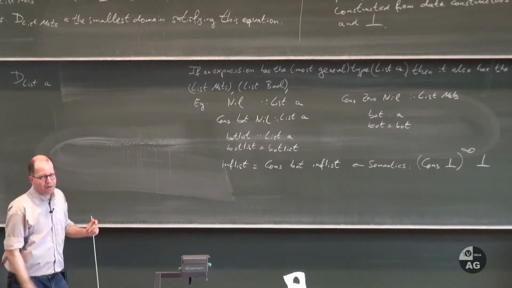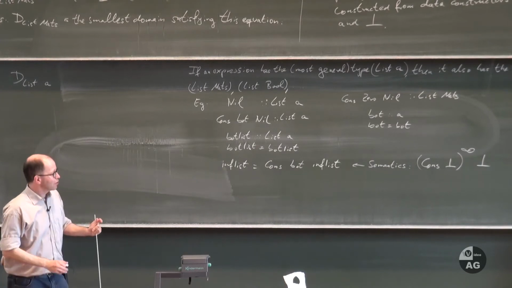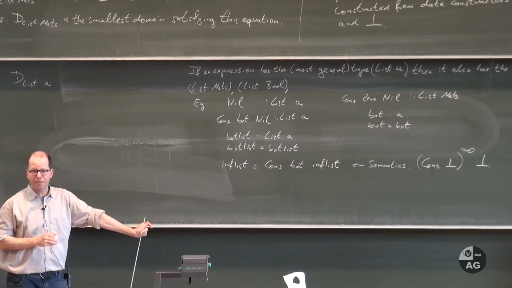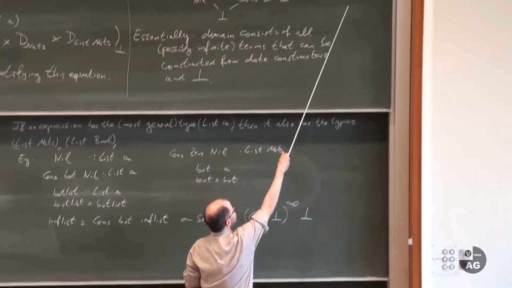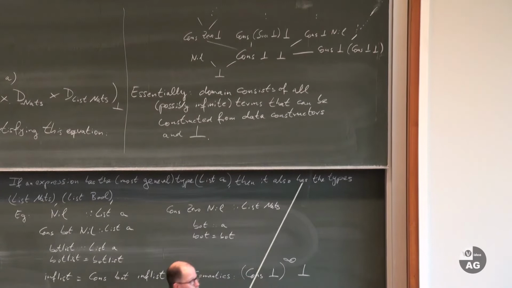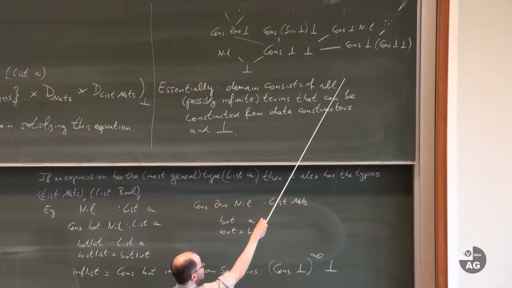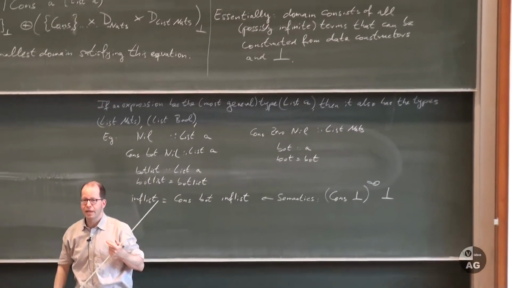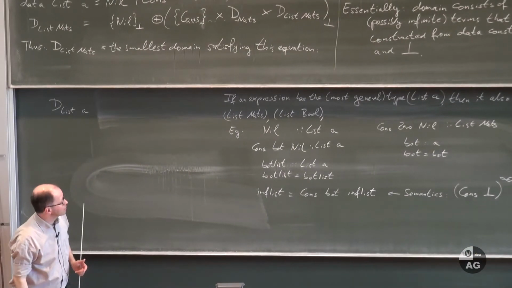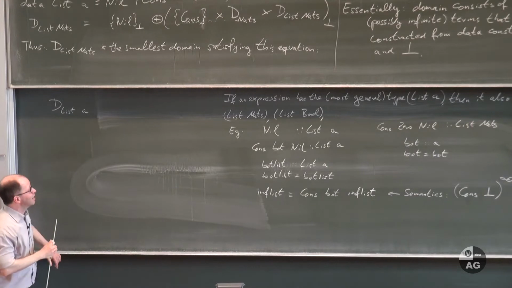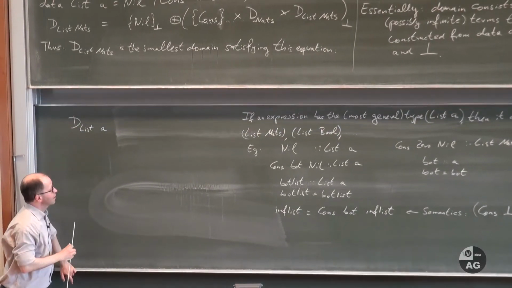I mean, on the upper right, there are many strange elements. For example, cons 1 applied infinitely many times to bottom is also on the upper right side over here, which is the infinite list of ones. But of course, this will be part of the domain for list nuts and not part of the domain for list A, because 1 is not of type A. Okay, so these strange elements, they are in the domain for list A.